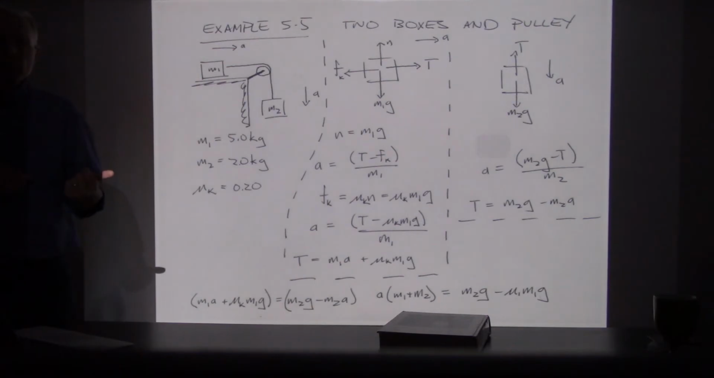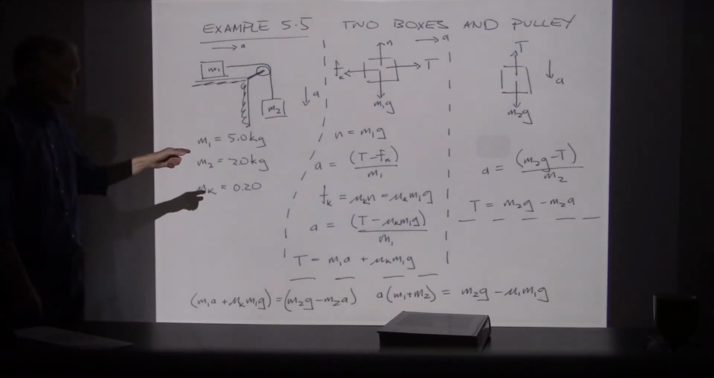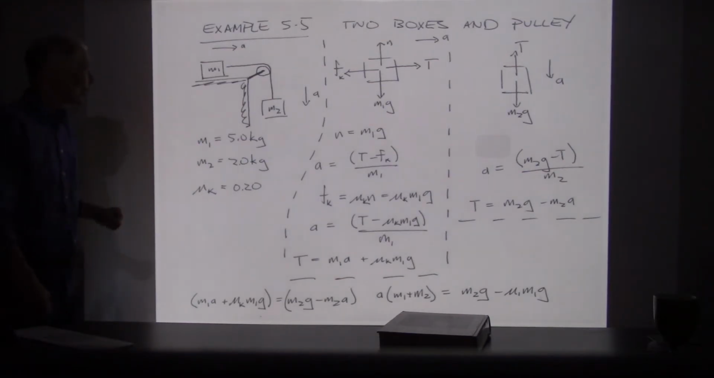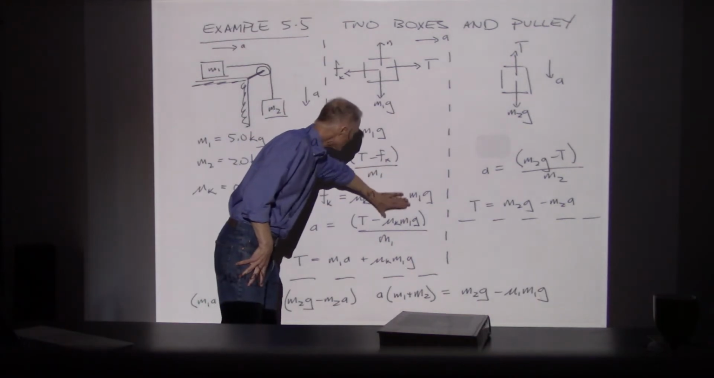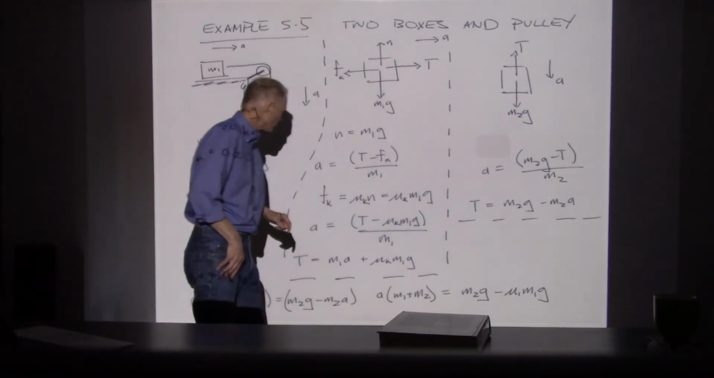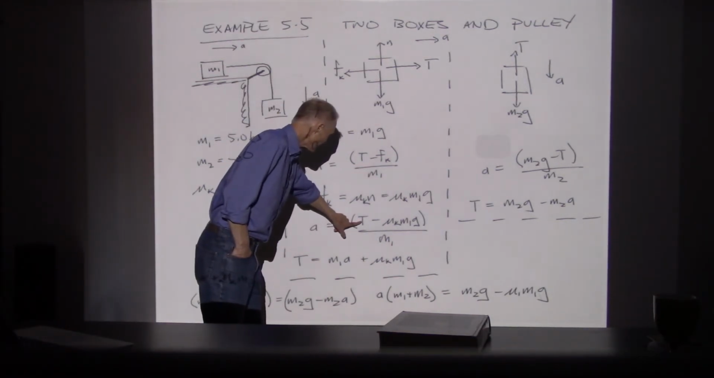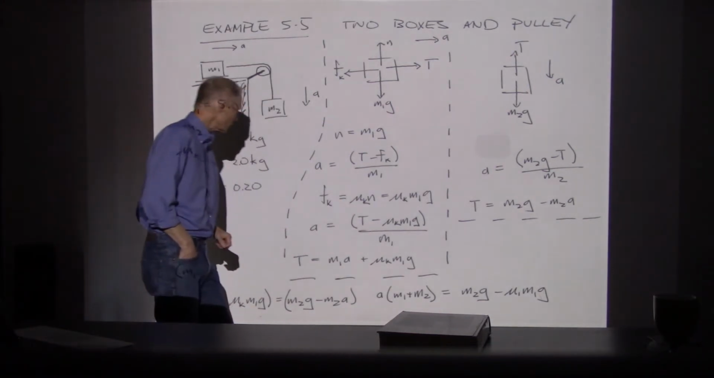We don't always get the coefficients. Sometimes problems just ask us about the frictional force itself. They don't express it in terms of a coefficient, so there could be situations where we just work directly in terms of the frictional force. But this is an example where we're using the coefficient, and when we plug this expression in for the kinetic friction, it looks like T minus mu sub k m1g.